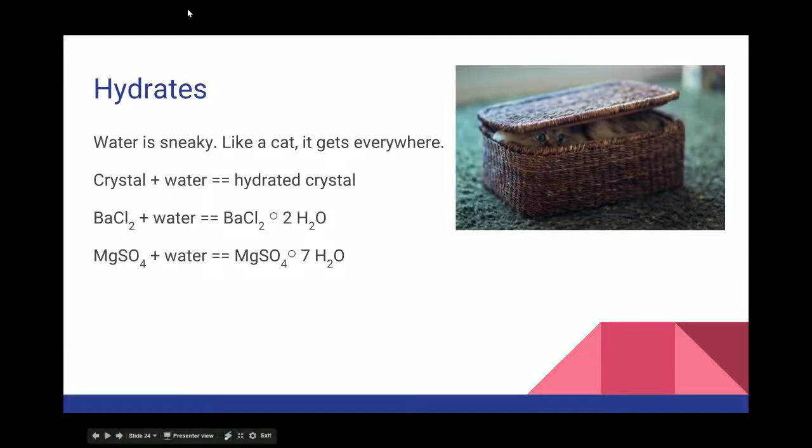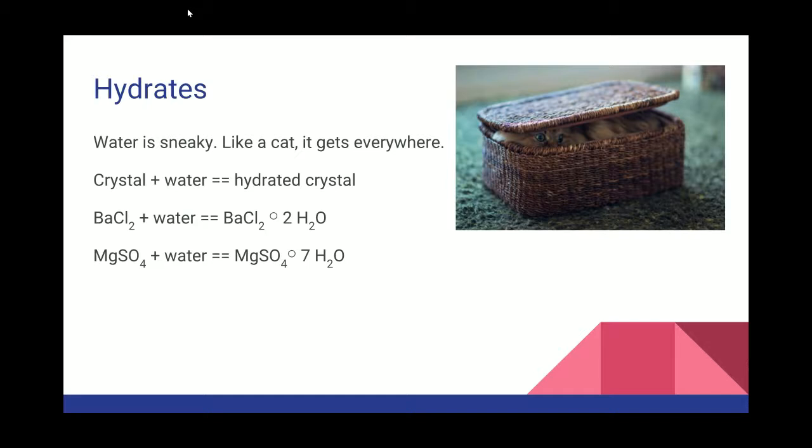Okay, welcome back. A hydrate is a salt that absorbs water. It incorporates water into its crystal structure. Sometimes the salt is so good at absorbing water that it absorbs so much water that it switches from being a salt with water in it to being a water with salt in it. It turns into a gooey mess on the lab bench.